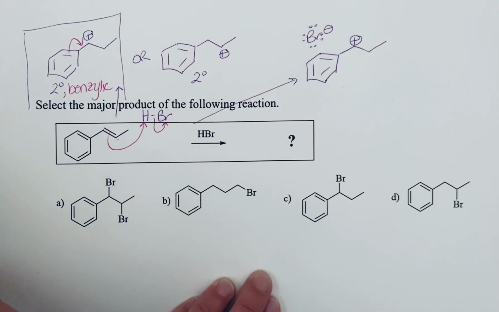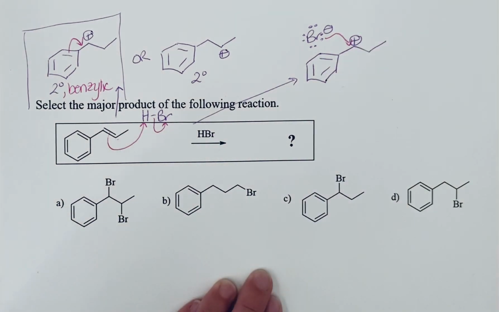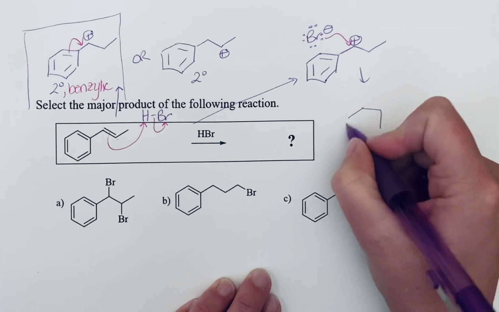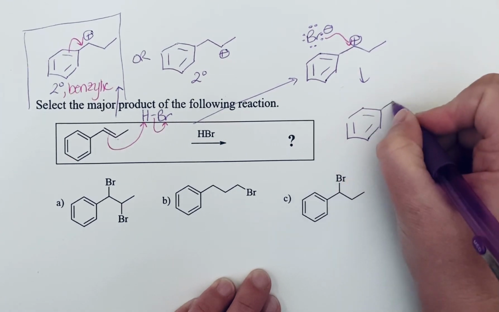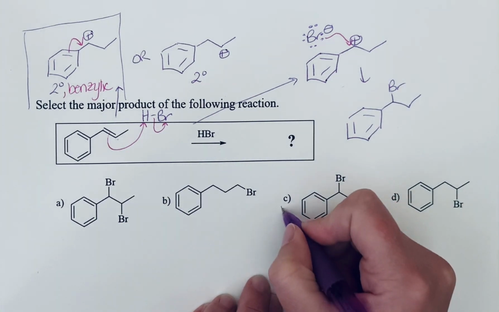And that bromide ion is a nucleophile. The carbocation is, of course, an electrophile. And these two can react. So we're going to end up adding that bromine to that benzylic carbon. And that means that our product will be C.